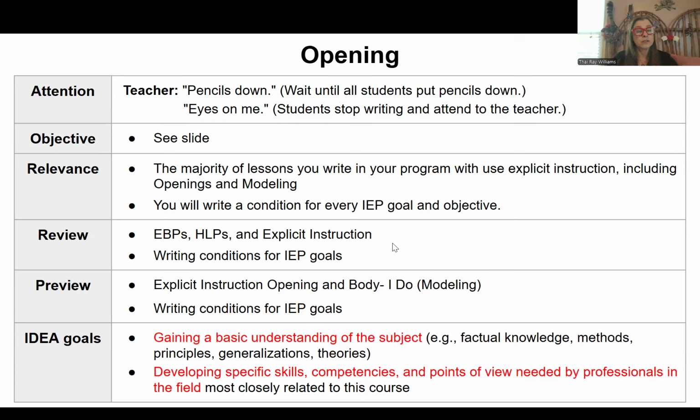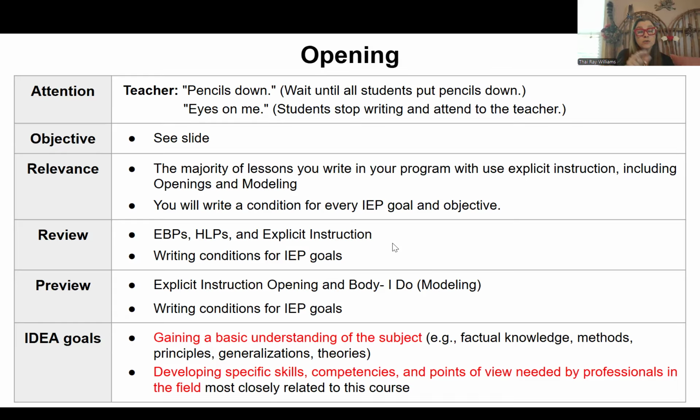So the attention getter for this week is something like pencils down, and then you wait on your students. Remember, you're scanning, wait on everybody to have their pencils down, and then you say, eyes on me. And again, scanning to make sure everyone's eyes are on you before you begin instruction, give directions, or anything like that.